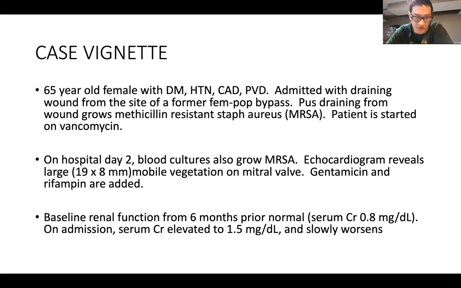So she is started on vancomycin. On hospital day 2, her blood cultures are also growing MRSA. She gets an echo, which reveals a large mobile vegetation on the mitral valve. So she has MRSA endocarditis. They add gentamicin and rifampin. Her creatinine 6 months ago was normal, and on admission it's 1.5, and it slowly worsens in the hospital.